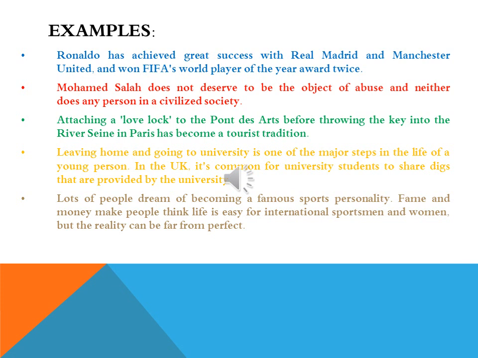The fourth example is leaving home and going to university is one of the major steps in the life of a young person. In the United Kingdom, it's common for university students to share digs that are provided by the university. The final example is lots of people dream of becoming a famous sports personality. Fame and money make people think life is easy for international sportsmen and women, but the reality can be far from perfect. Let's see each example separately.